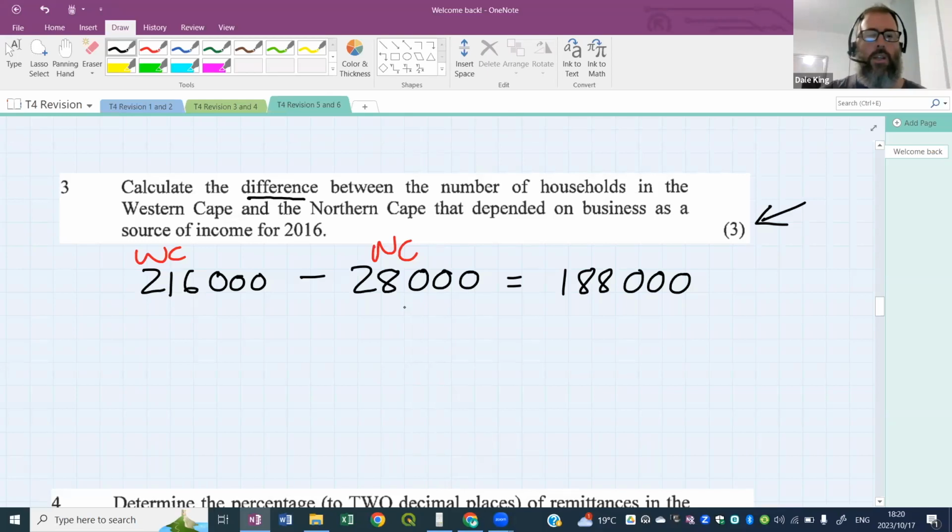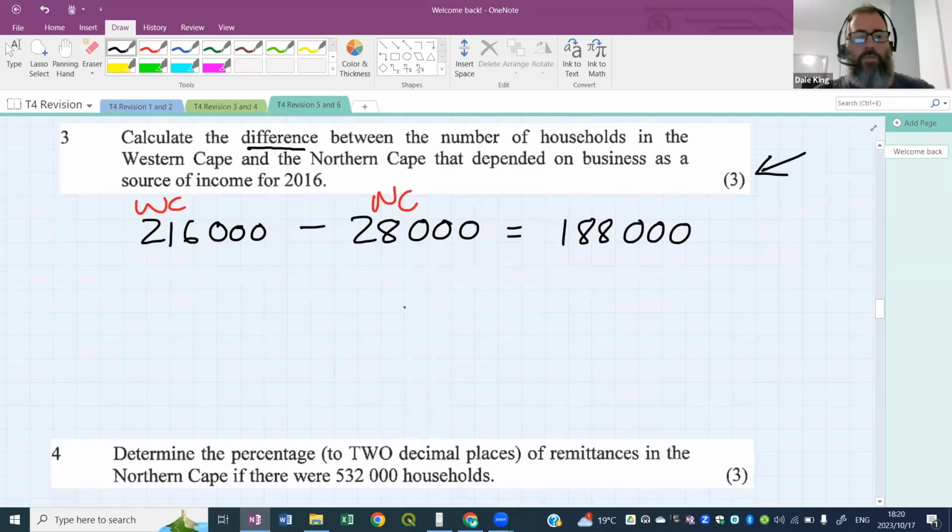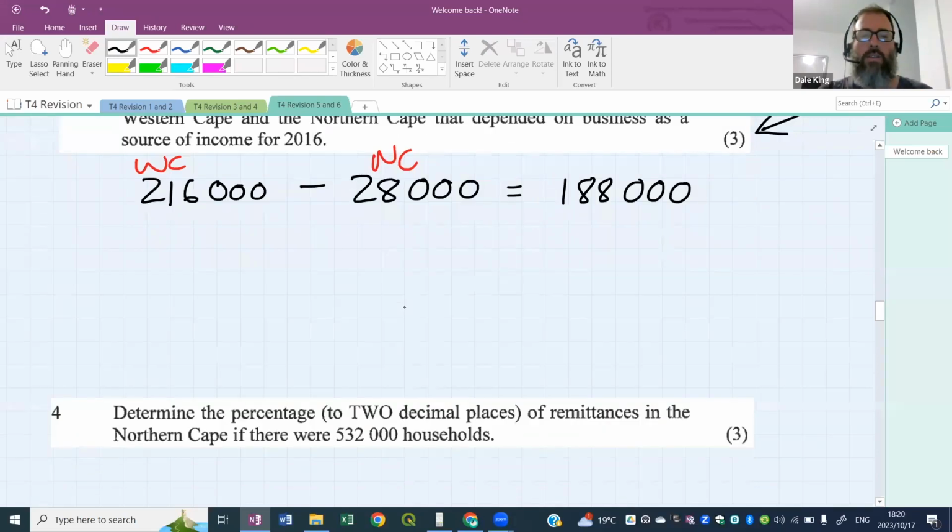That's probably where the 3 marks come in. All right, let's have a look at the next one. Question 4. Determine the percentage to 2 decimal places.